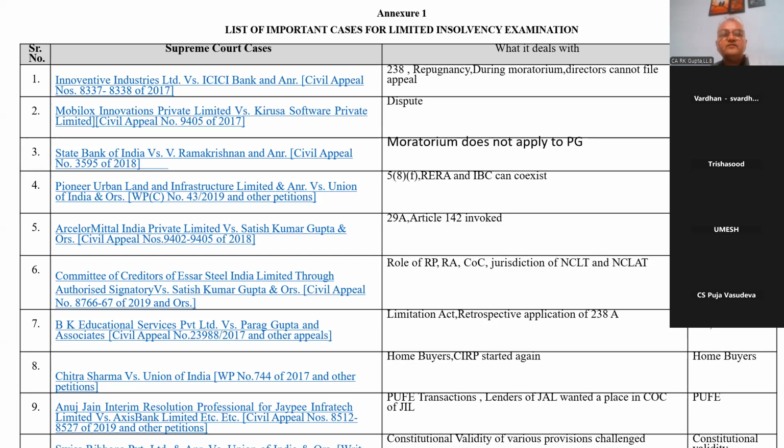Innovative Industries: supremacy of the IBC over the Maharashtra Relief Undertaking Act. And the second is whether directors can file an application after CIRP. Here the board of directors stood suspended, yet the directors filed the application. Although it is not allowed because the powers of the board stand suspended.